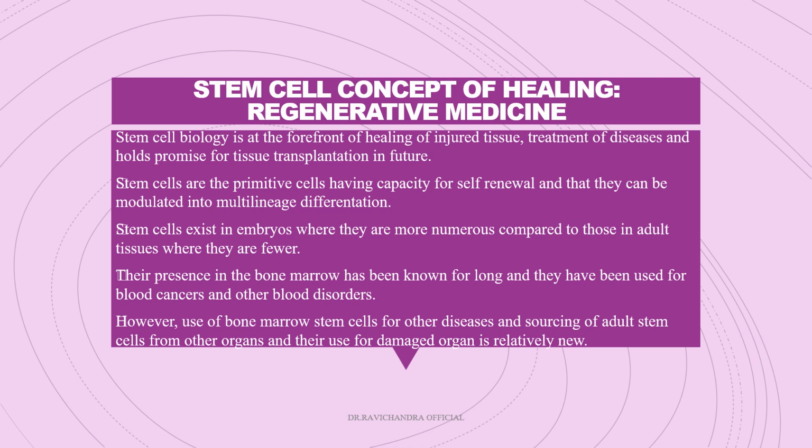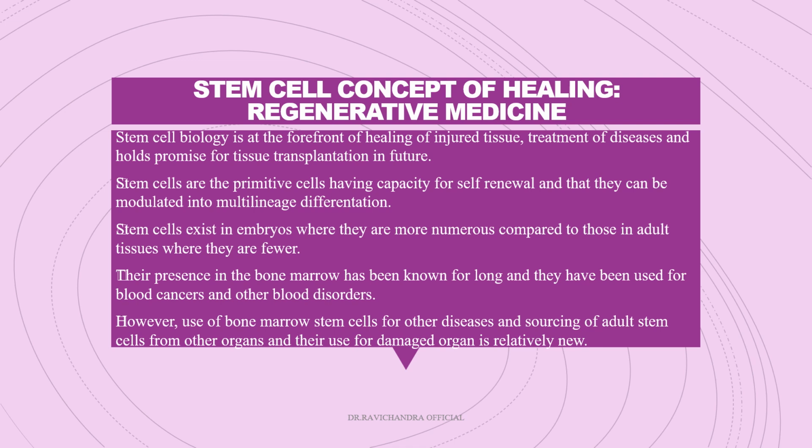The stem cells presence in the bone marrow has been known for long, and they have been used for blood cancers and many blood disorders. However, use of the bone marrow stem cells for other diseases and sourcing of the adult stem cells from other organs and their use for damaged organs is relatively new. So these stem cells can be asked for a 3 marks question.